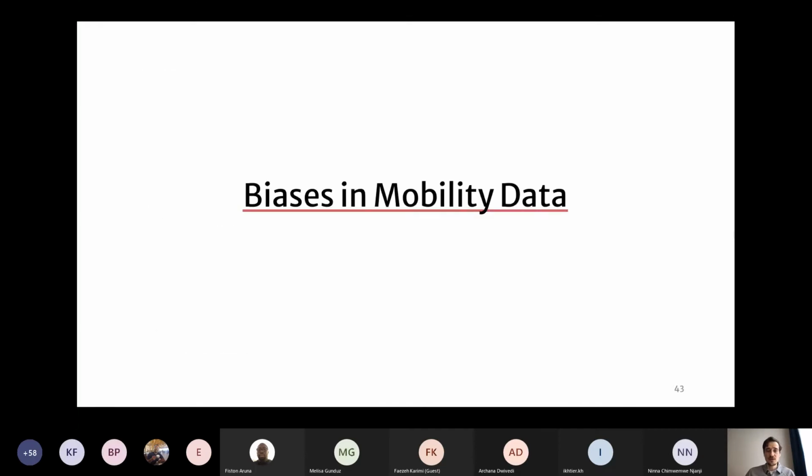Then lastly, I want to talk about the one topic that I've hinted at before, which is biases in mobility data, which is something that is good to keep in mind or to know about when you work with this type of data.